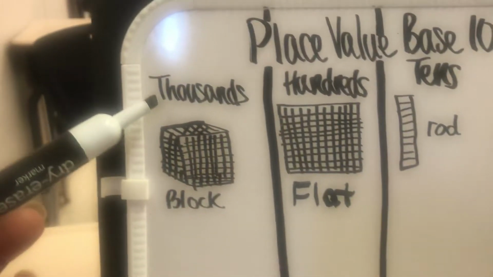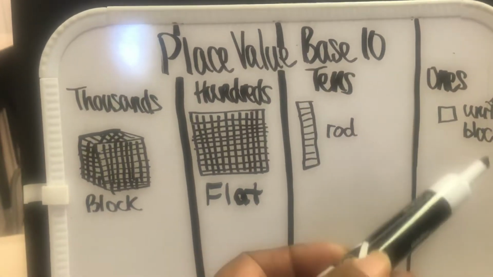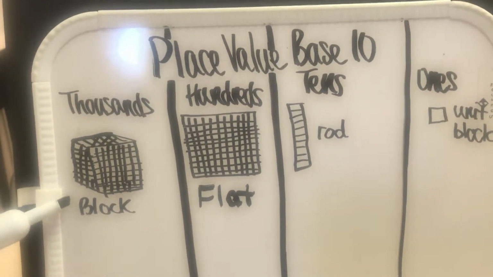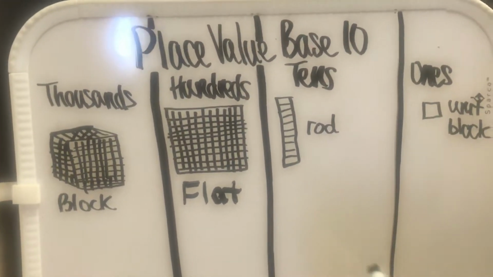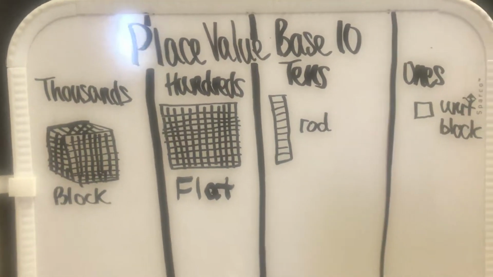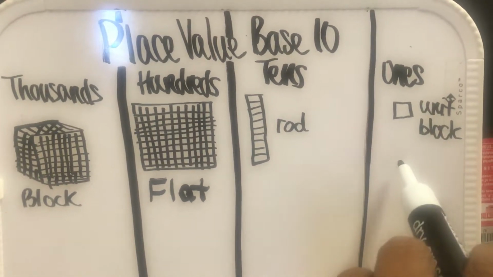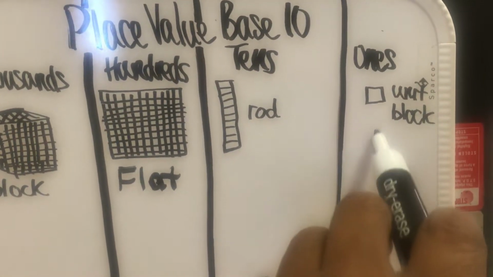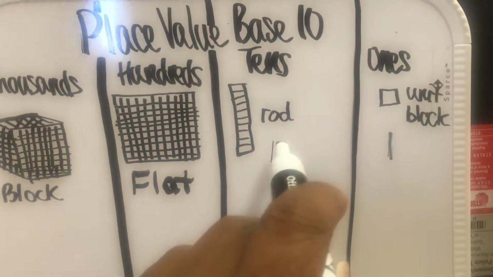And to represent thousands, we use 1,000-unit blocks, and we call this a block. Now, how do we show the value of a number as it moves to the right? I know that in the ones place, this represents the value of 1. The tens place represents the value of 10.